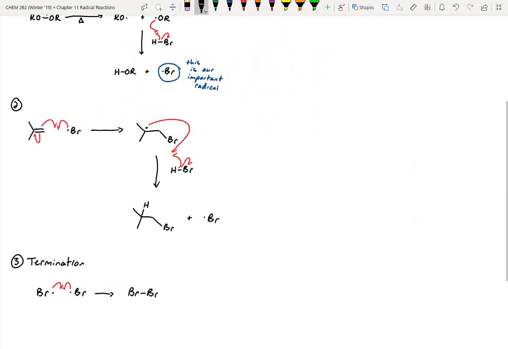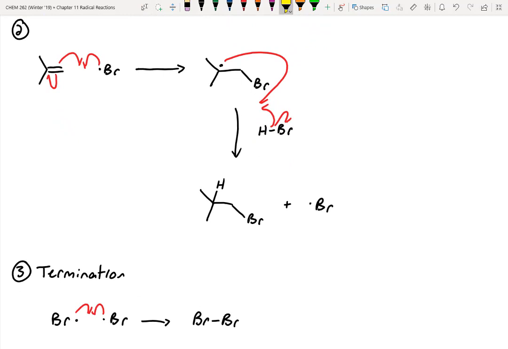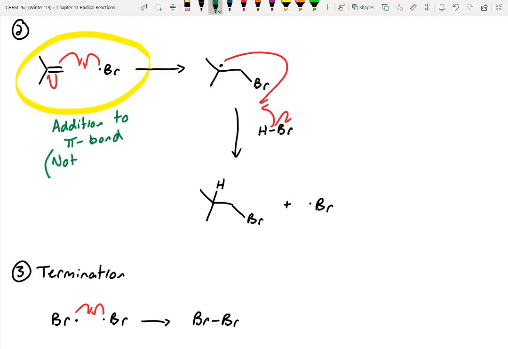So the key difference in this reaction is this step right here. So in this step, we do addition to pi bond, not hydrogen abstraction. So it is slightly different than what we've seen in our previous examples. Does that make sense?